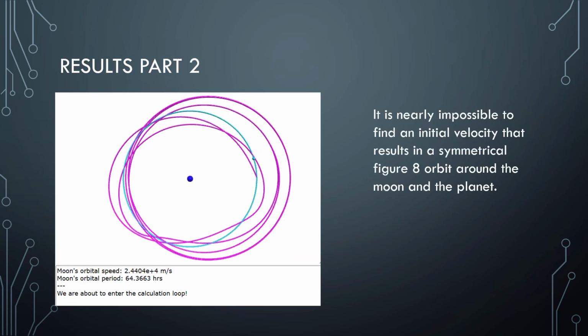This is the results I got. It's nearly impossible to find an initial velocity that results in a symmetrical figure-8 orbit, and so this is just it somewhat being affected by both the moon and the planet.